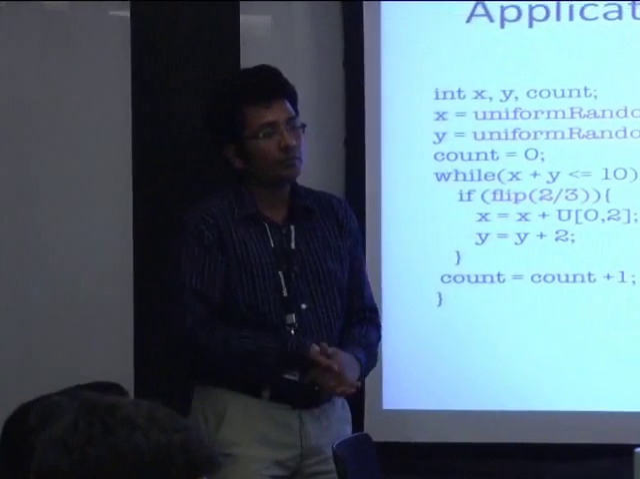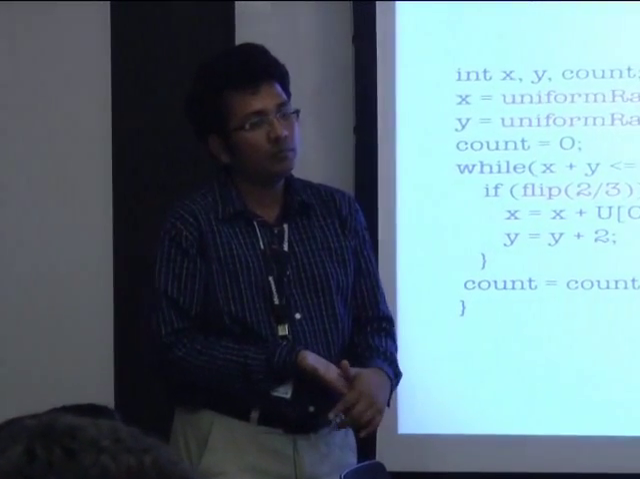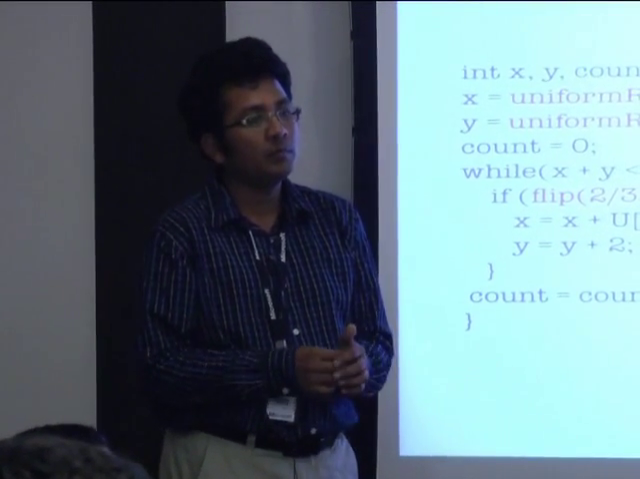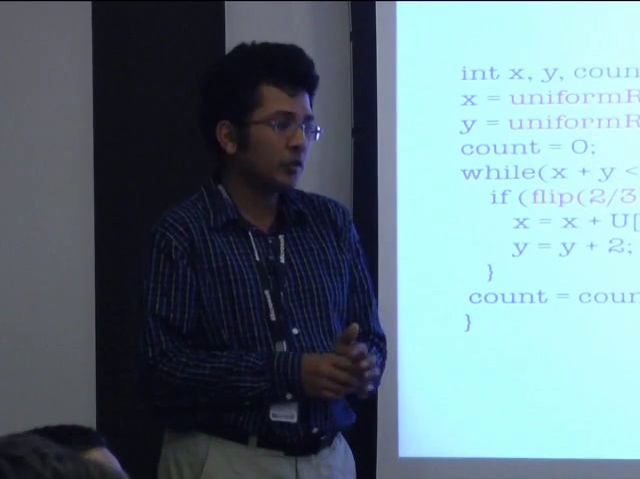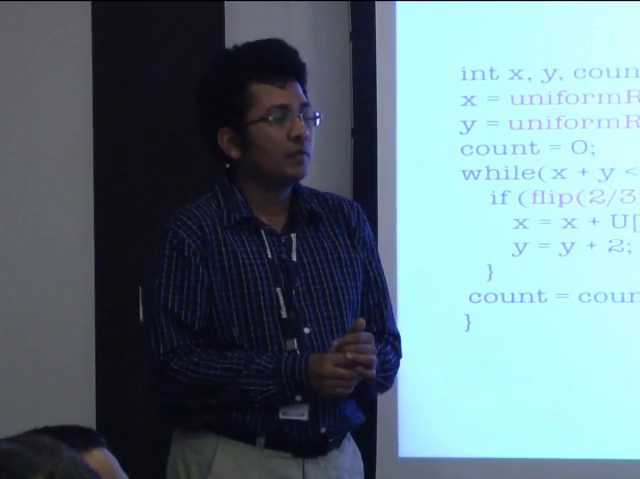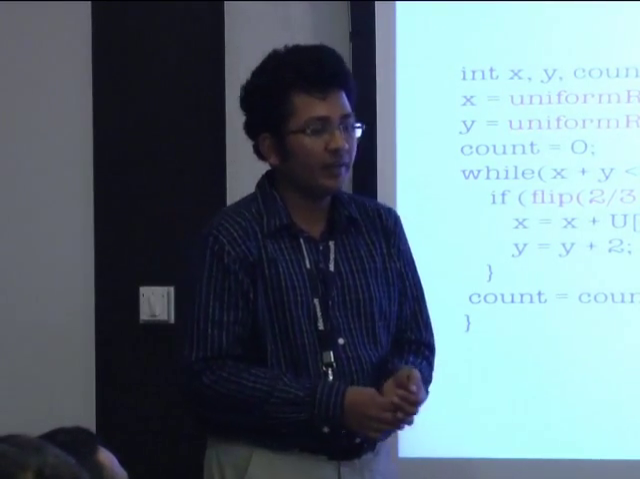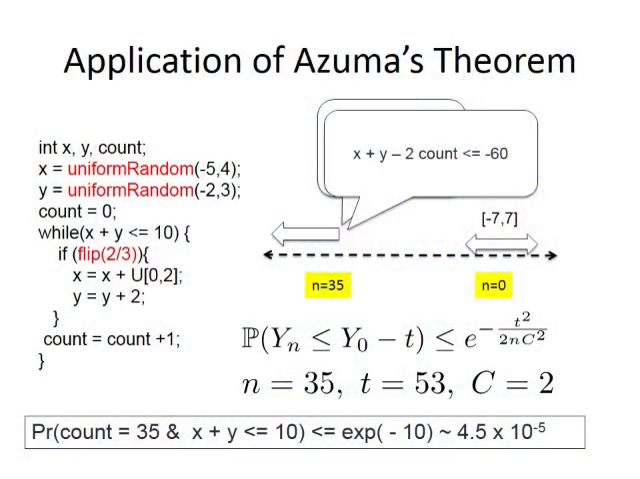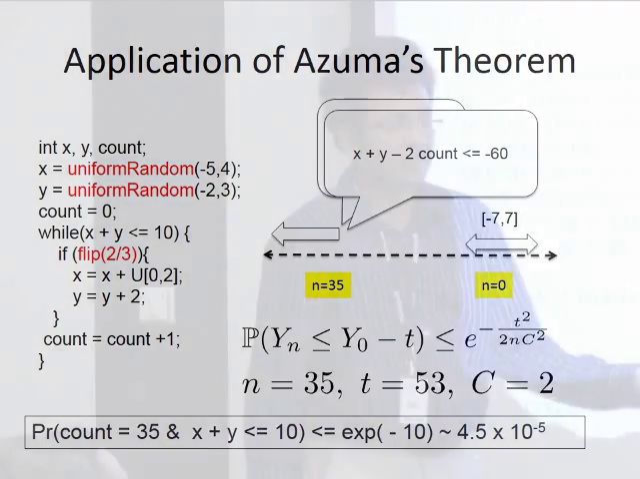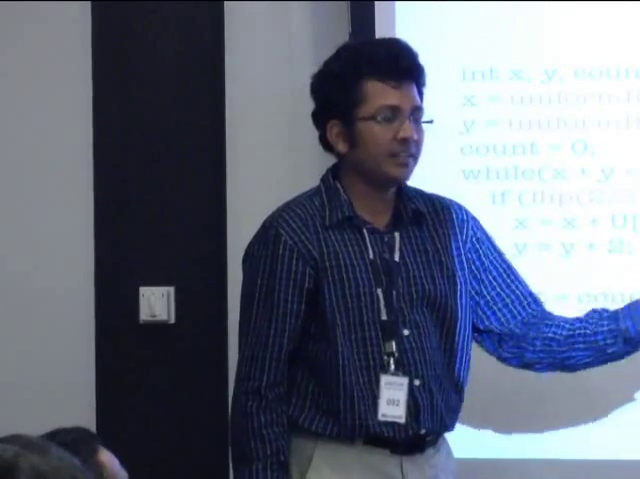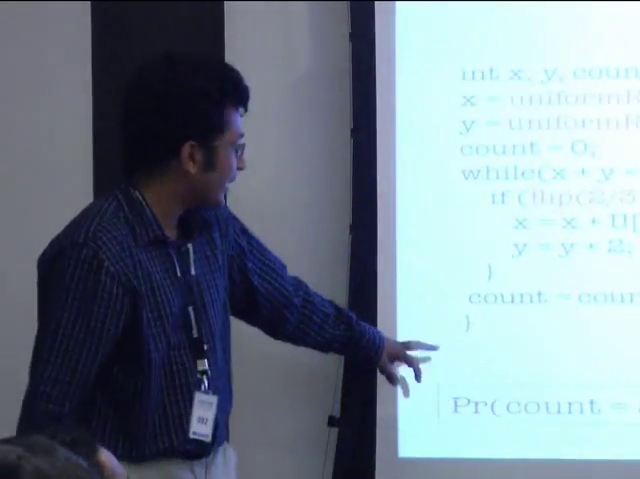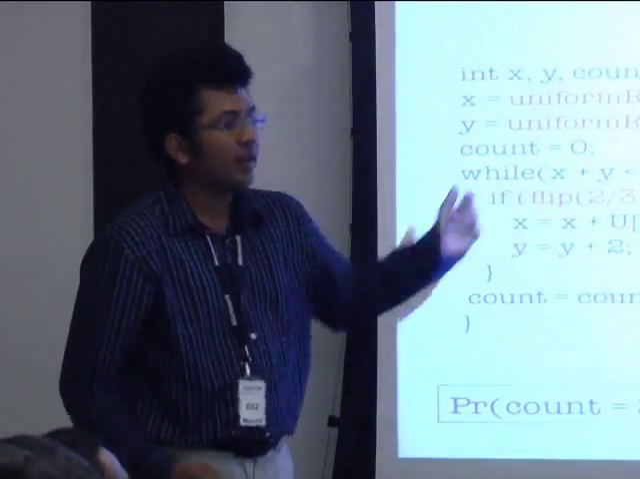I see. So if you want to calculate the probability of some other state, you want to convert that into a probability on the martingale taking a value. That's right. And then you can put Azuma's inequality. You find the right numbers to plug in, which is part of the challenge in mechanizing this whole thing. And when you find the right numbers to plug in, you get an answer right away.